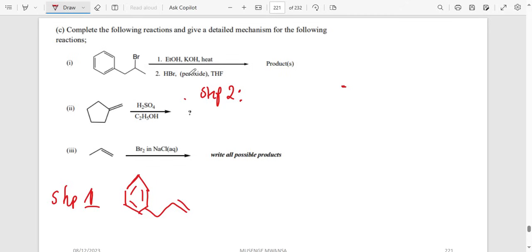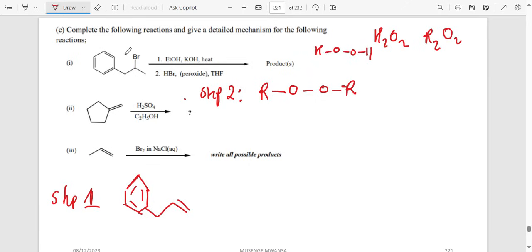Now the first thing that we are going to get is our peroxide. If it was hydrogen peroxide, it is like this. But they've just said peroxide, so this is going to be R2O2, whatever R group is attached there. So this is R bonded to oxygen, then another oxygen, and then bonded to another R. If it was hydrogen peroxide, it's like this. So I'll use a general form for a peroxide because they've just said peroxide.